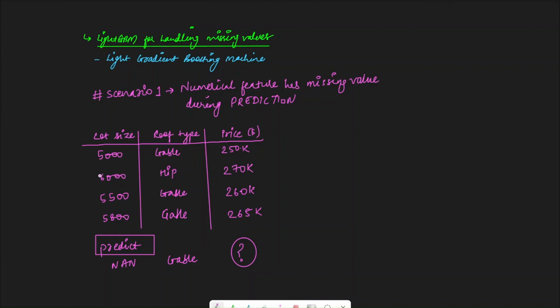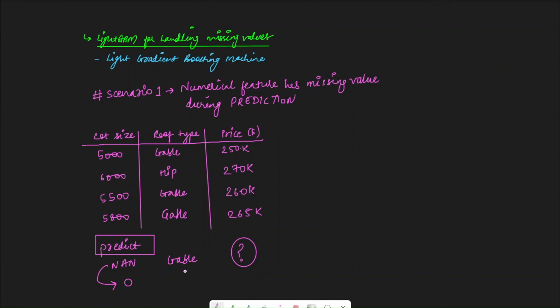So what LightGBM will do is first convert this value to 0, and it will do this only if you have not imputed it before. If you had imputed it with mean or median, then it would have worked out a different way, because then it was not a missing value, it was just a value. But if you have not imputed it, then LightGBM will first convert this NaN to 0.